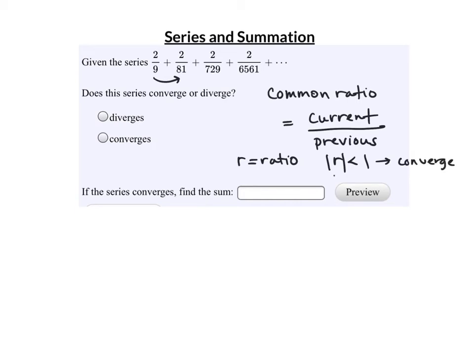So if the common ratio is greater than 1, it won't converge. It will go to infinity, meaning it will diverge. So if I take a term here, and I take the current divided by the previous, if I take 2 over 81 and divide it by 2 over 9, I'm going to use a calculator to do that. When you do that, make sure you put those in parentheses on the calculator. This ends up being 0.1 repeating.